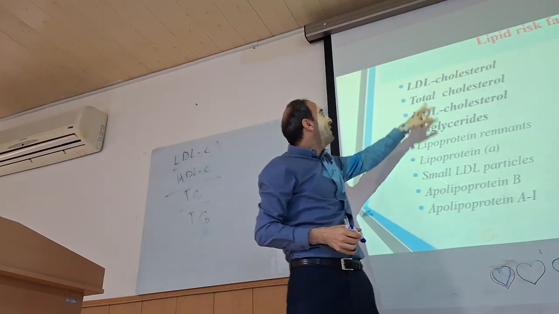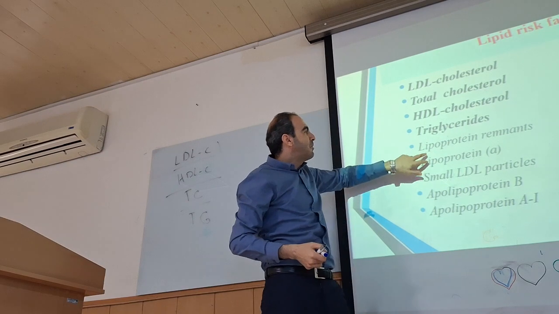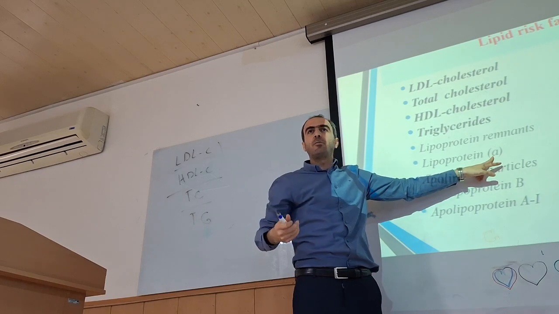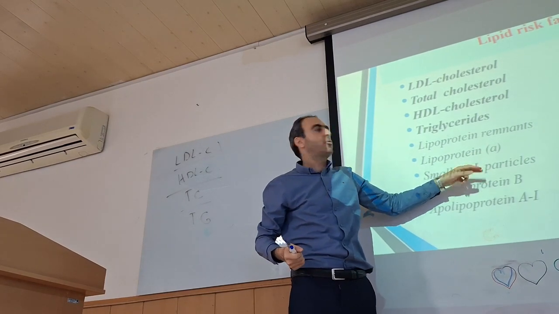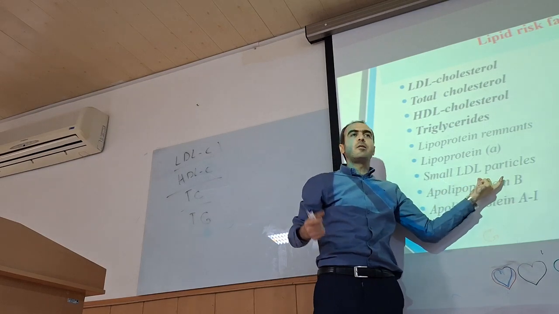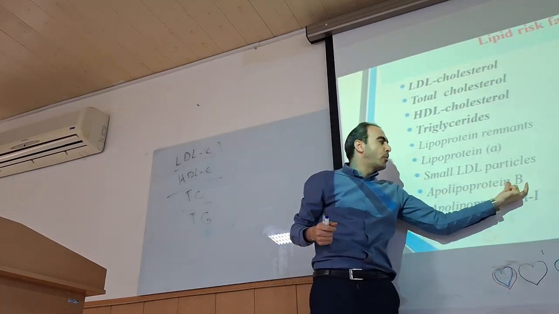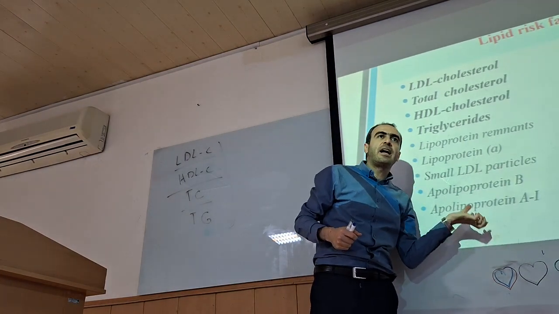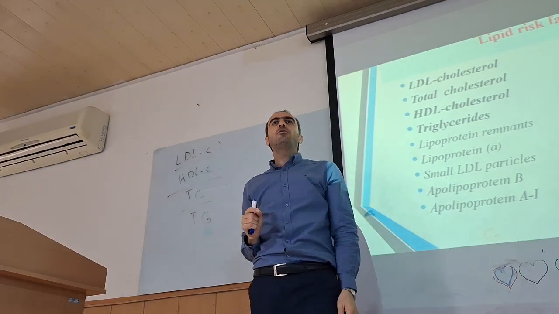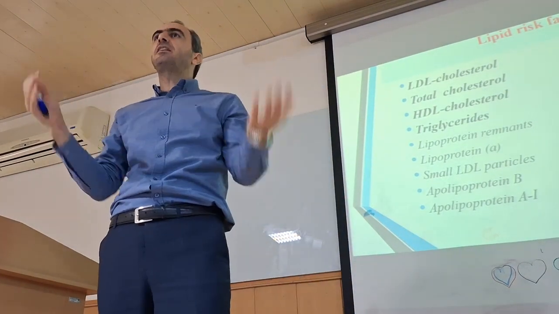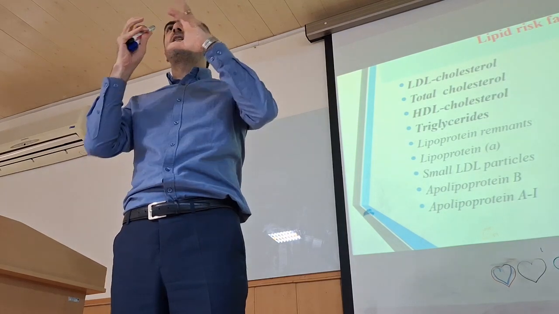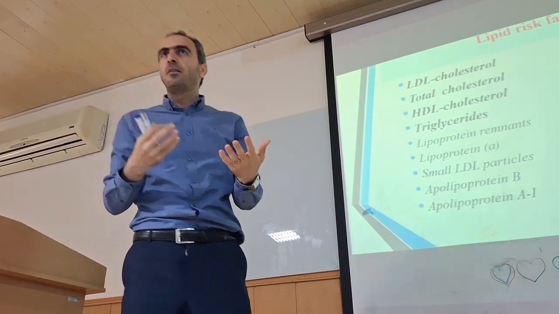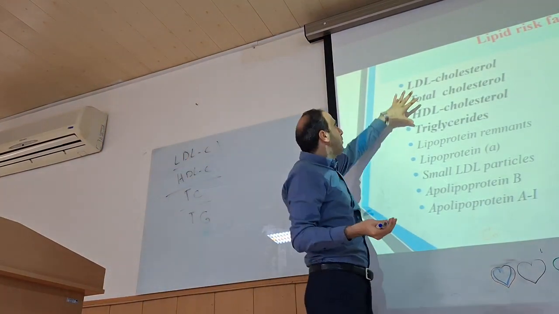In addition to these four, these days we can measure lipoprotein remnant. We can measure lipoprotein A, another kind of lipoprotein that is so important for heart disease. We can measure the small LDL particle and also apolipoprotein B and apolipoprotein A1. But they are very specific tests, and only a few centers in some cities can measure them, in a specific hospital. But routinely, 90% of the time, we measure these four.